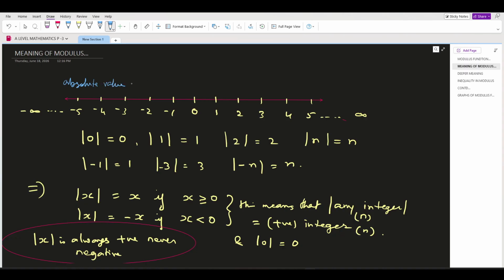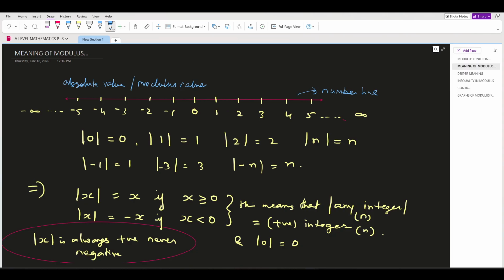Okay, what is the meaning of absolute value, or what is the meaning of modulus value? Now, imagine you have a number line like this. You have a 0 in the center, you have 1, 2, 3, 4, 5, etc., up to infinity. And on the left hand side, you have -1, -2, -3, -4, -5 up to minus infinity. So this is basically a number line, right? It is a number line.